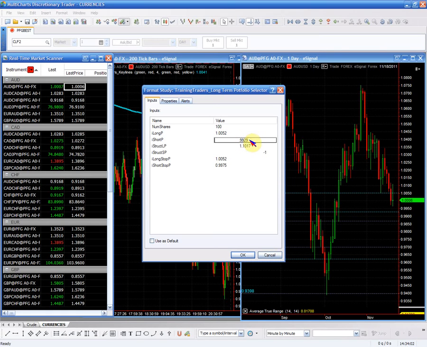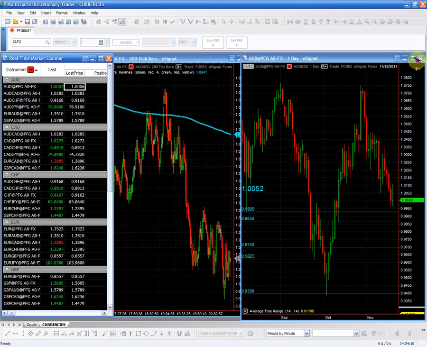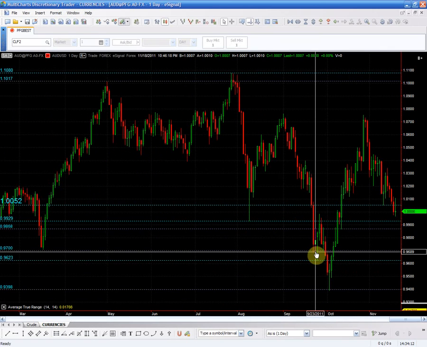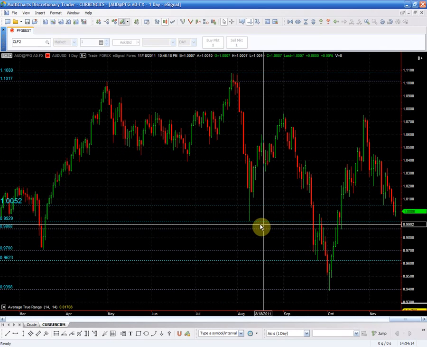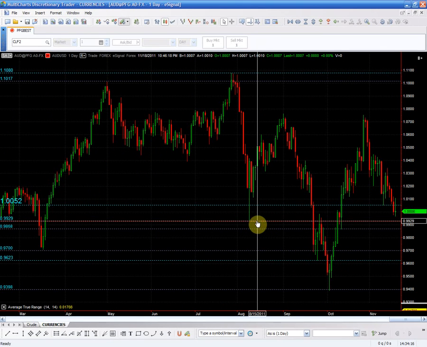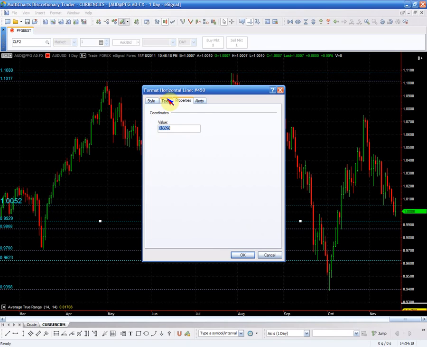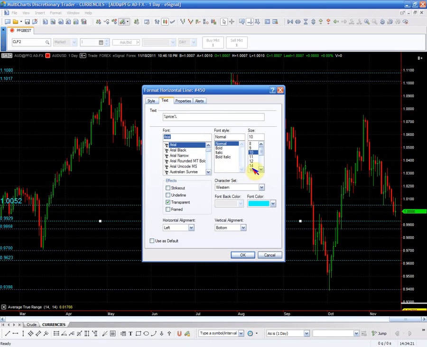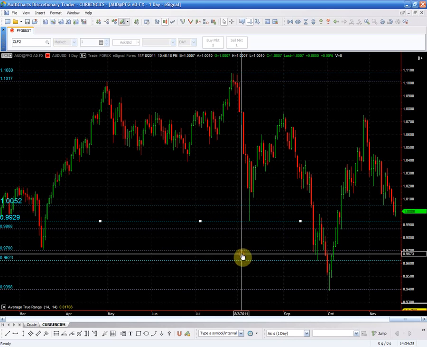My structure point to the upside is the 100.52, which is my long point. So my long point is my structure point, and I have to find out my structural short. My structural short is actually this one, the 99.29. That is my structural short.